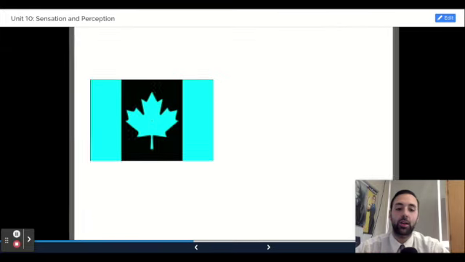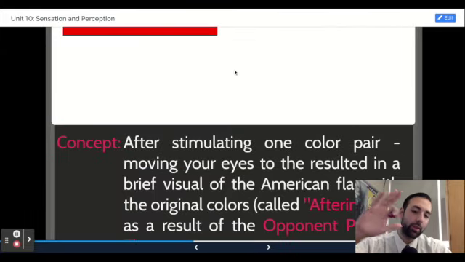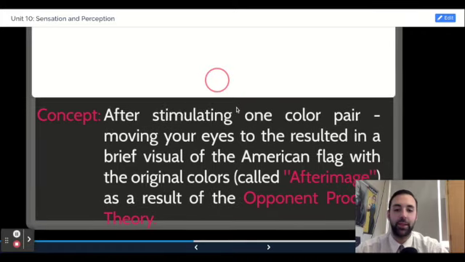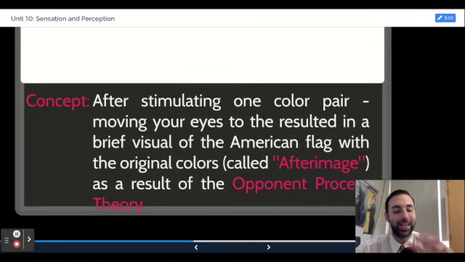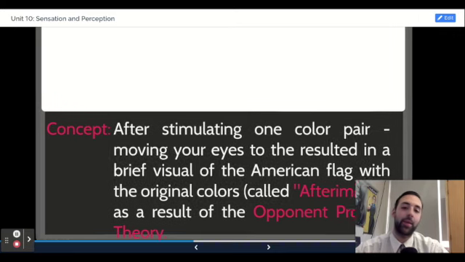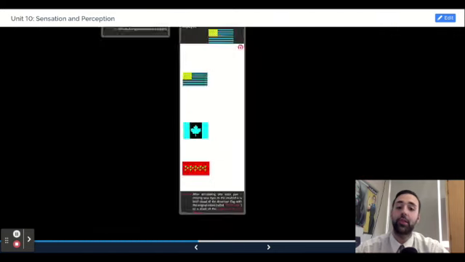This phenomenon is called the after image effect, and there are literally an endless number of these. If this was fascinating to you or it didn't work for you, you could easily Google after image effect and go through a ton of different examples of this. And this works a little bit better in class anyway. But nevertheless, we call that the opponent process theory, and the best evidence for this theory is the after image effect.